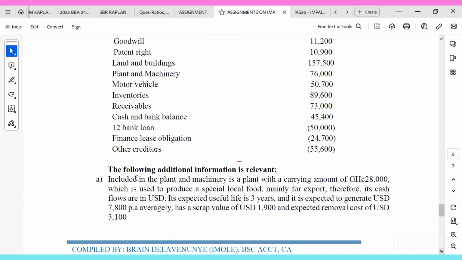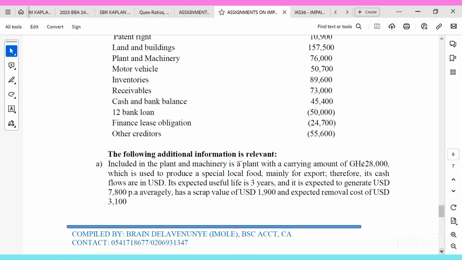Okay. Let's take it one by one. Included in the plant and machinery is a plant with a carrying amount of 28,000, which is used to produce a special local food, mainly for export. Therefore, its cash flows are in USD. Its expected useful life is 3 years, and it is expected to generate USD 7,800 per annum averagely, has a scrap value of 1,900, and expected removal cost of 3,100 USD. The question is, we have to determine the value in use of this particular asset.